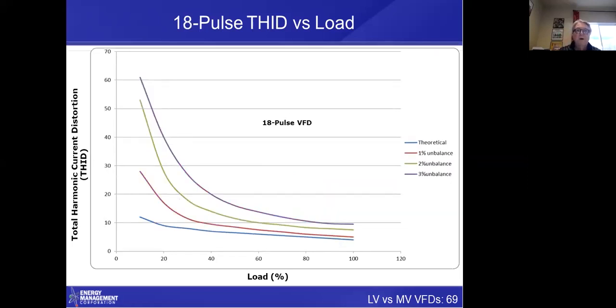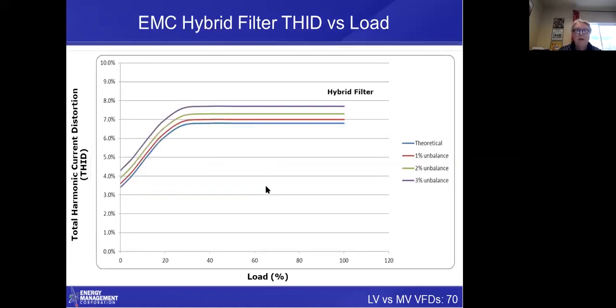This is an 18 pulse, kind of looks the same. Why do we get worse at low voltages? Because we're trying to balance those three bridges. This is a hybrid filter, and this again gives you your best performance for the price. And you can see much better behaved, but still typically isn't under 5%, but it's well under 12%, which is where you really need to be.